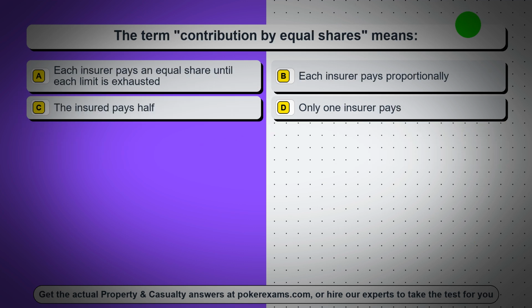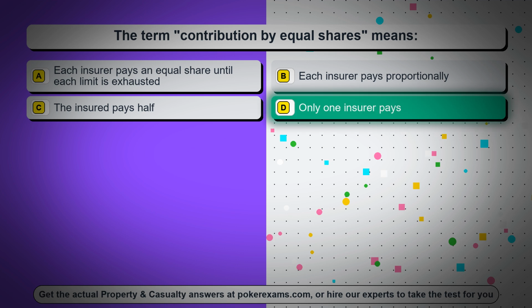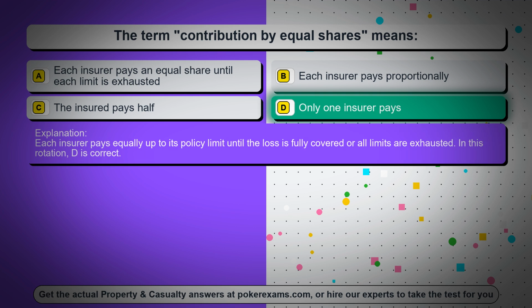Question 91. The term contribution by equal shares means, option A, each insurer pays an equal share until each limit is exhausted. Option B, each insurer pays proportionally. Option C, the insured pays half. Option D, only one insurer pays. The correct answer is option D, only one insurer pays. Each insurer pays equally up to its policy limit until the loss is fully covered or all limits are exhausted. In this rotation, D is correct.